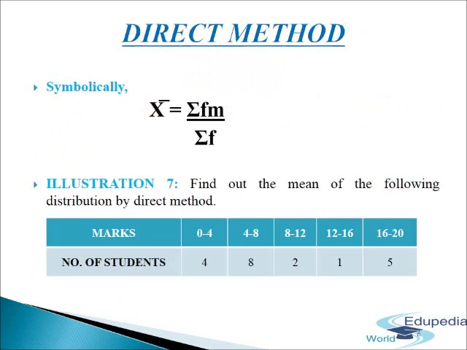Direct method. This method is exactly the same as discussed in the case of discrete series. The only difference is that we need to first convert the continuous series into a discrete series by taking mid values of each class. Symbolically, it can be represented as arithmetic mean of the series equals sigma fm divided by sigma f, where f is the frequency and m is the midpoint. We can understand this with the help of the following illustration. We have to find out the mean of the following distribution by the direct method.